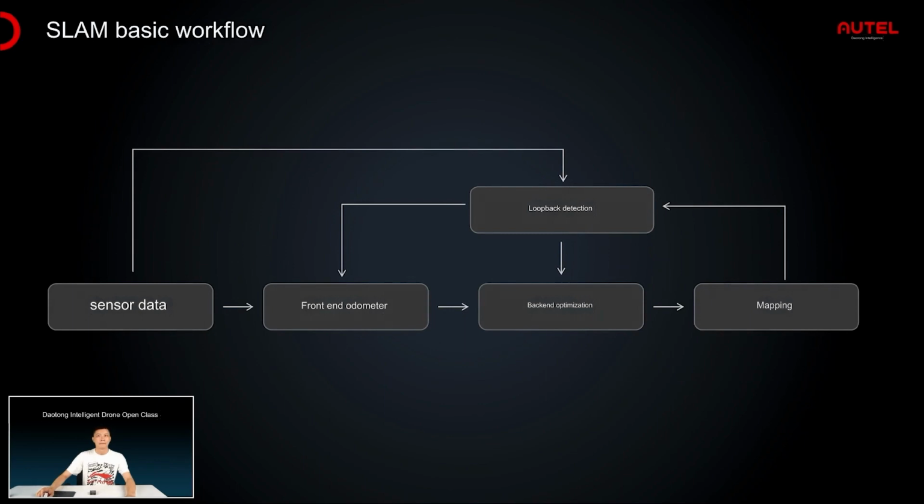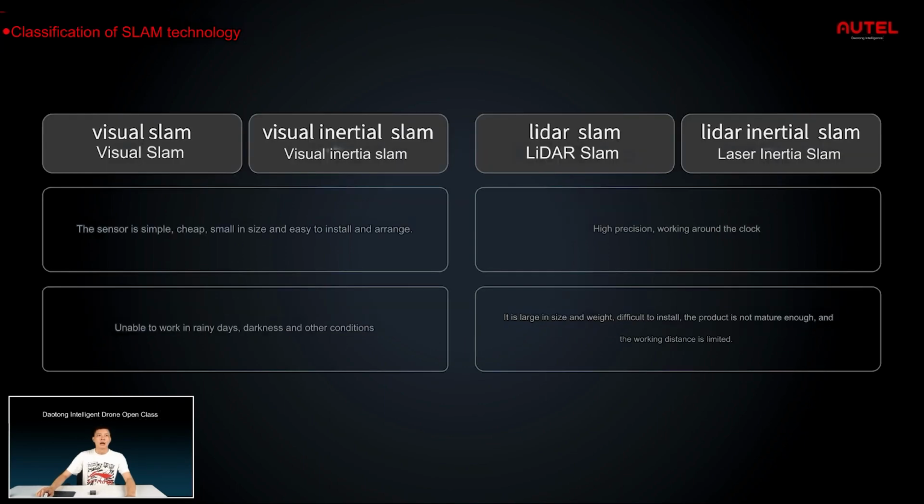According to the type of sensor used, it can be divided into visual SLAM and laser SLAM. Then, according to whether the inertial measurement unit, the IMU, is used, it can be divided into visual inertial SLAM and laser inertial SLAM.